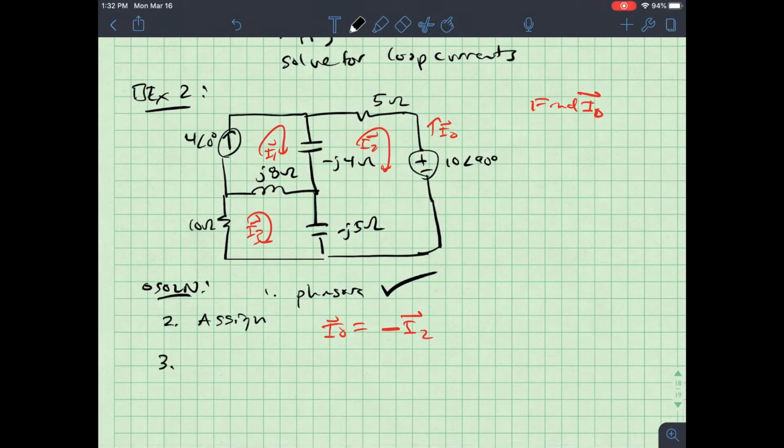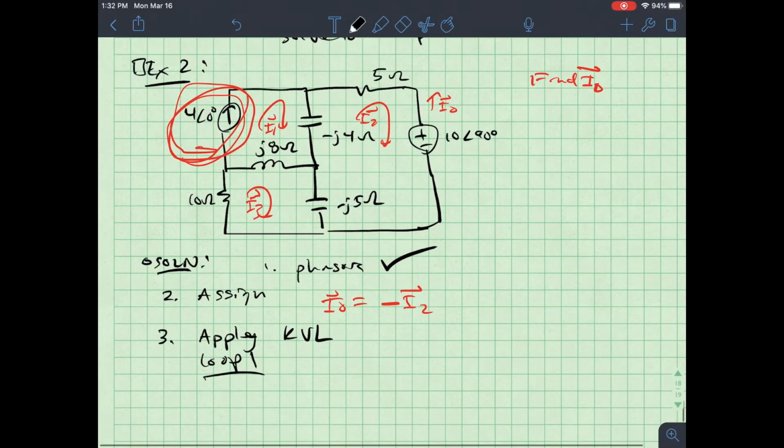Step 3 is to apply Kirchhoff's voltage law. Let's look at loop number 1. In loop 1, I have an independent source right here. Goodness, that's sloppy. But I have an independent source that doesn't touch any loops, and the type of source is current. So I know the current in that loop has got to be the same as I1. So I1 is equal to 4.